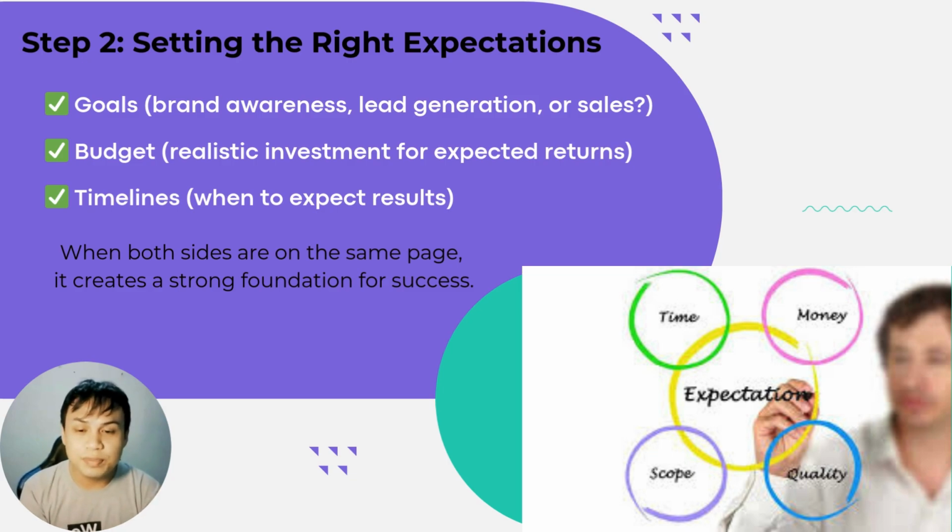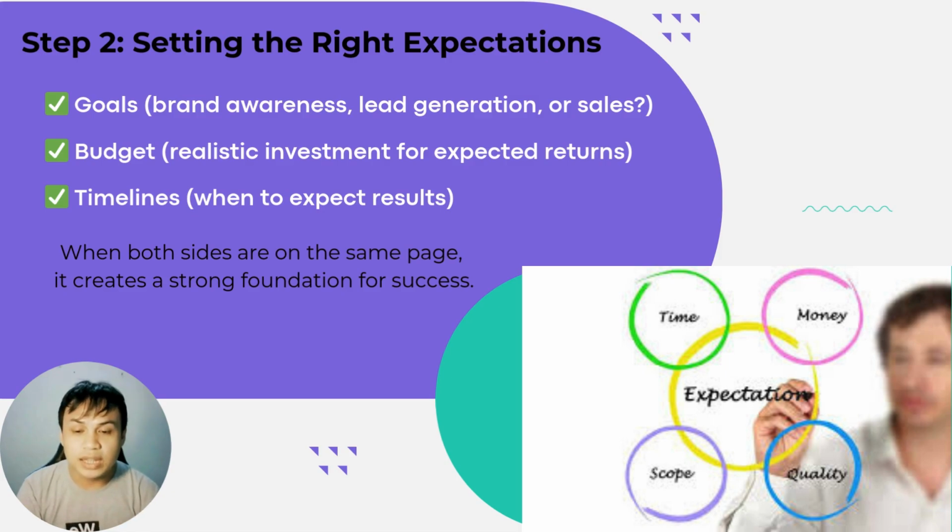The second step would be setting the right expectations. A successful campaign starts with clear expectations about the goals, the budget, and the timelines. So when it comes to goals, I always ask the client, what's the goal of the campaign that I'm going to create? If it's for brand awareness, or for lead generation, or for sales. And then there's the budget. It should be a realistic investment for expected returns.